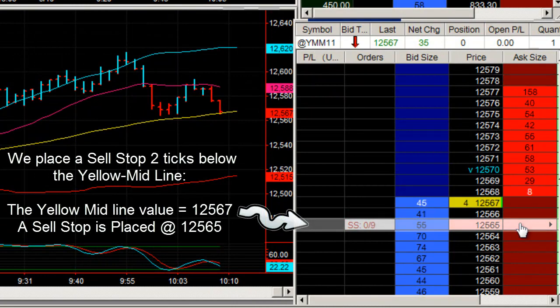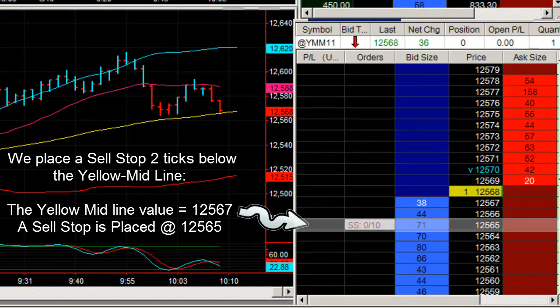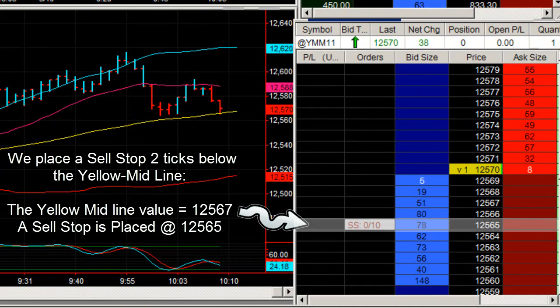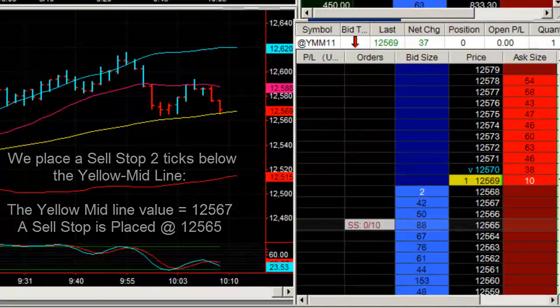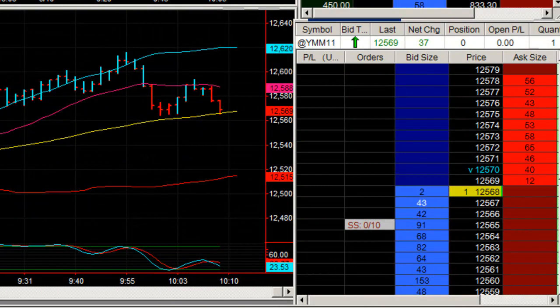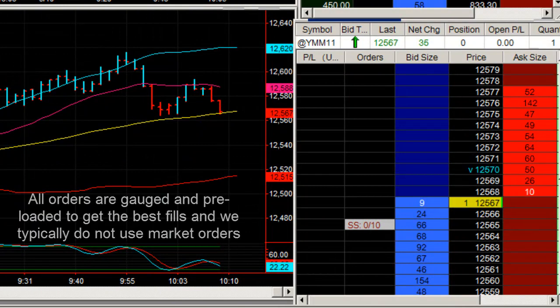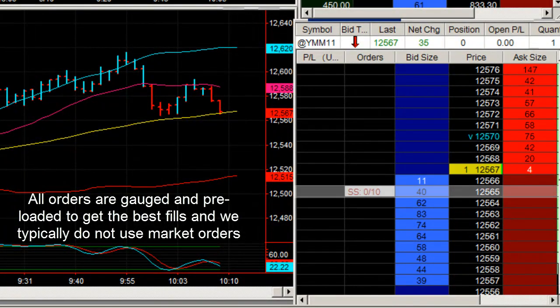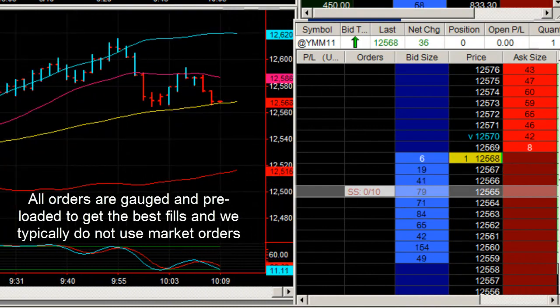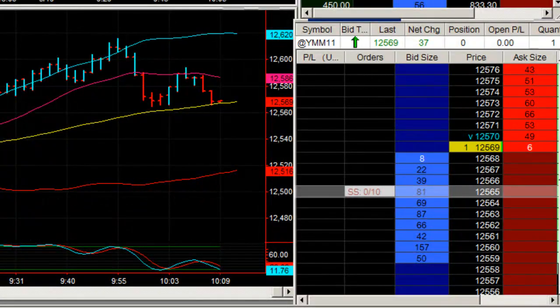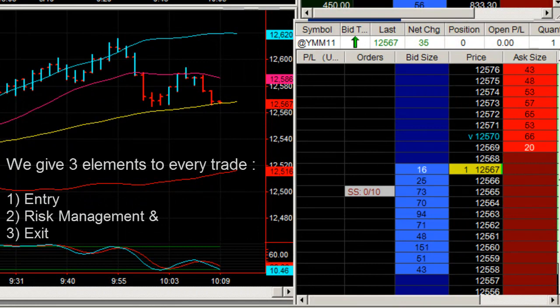Now I'm going to place our sell stop 2 ticks below the yellow midline. In this case, the yellow midline is 12,567, so we place our sell stop at 12,565. And all orders are gauged and preloaded to get the best fills. And we typically do not use market orders. Okay, so we have an order out there, outstanding. As I mentioned before, we're getting three elements to every trade.